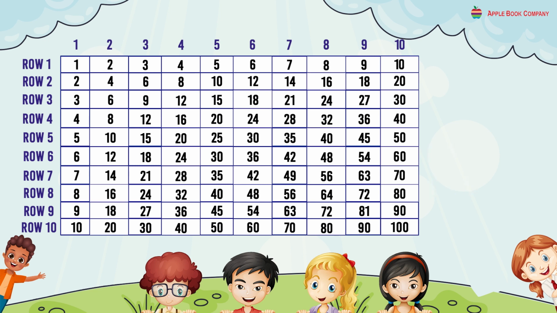Now let's first find 6 multiplied by 2. Move along row 6 to the column under number 2. You reach 12. Now let's find 2 multiplied by 6. Move along row 2 to the column under number 6. You reach 12 again. Therefore, 6 multiplied by 2 and 2 multiplied by 6 both are 12.